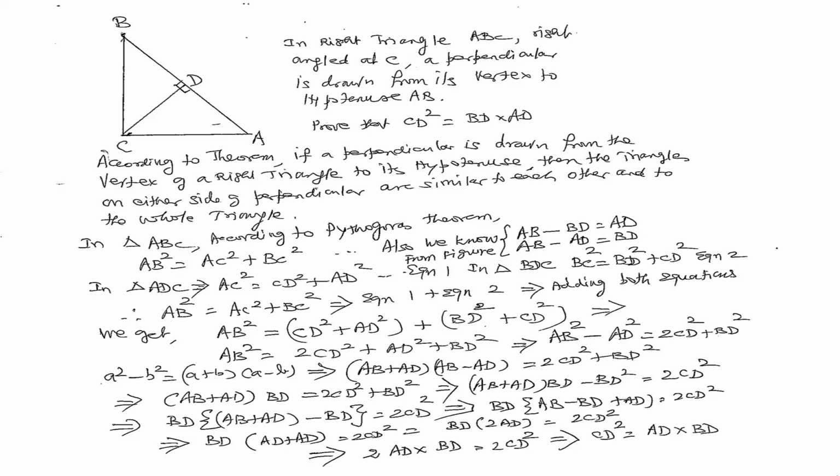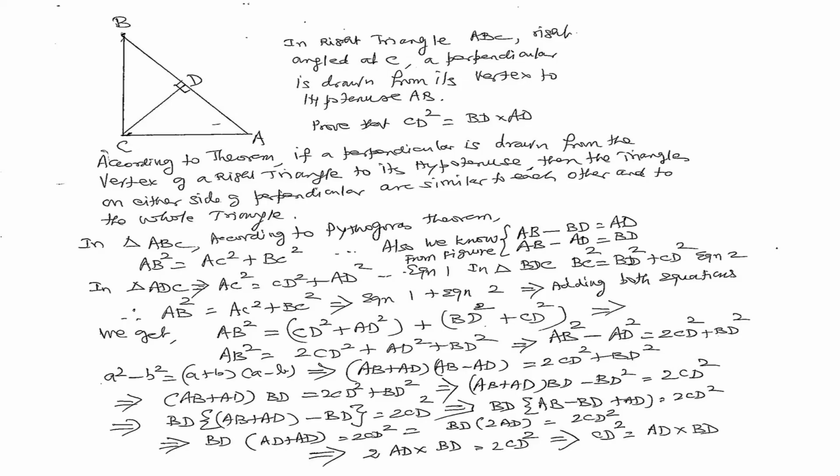Then AB minus AD becomes BD. Therefore, (AB plus AD) multiplied by BD is equal to 2CD squared plus BD squared. That gets extended to (AB plus AD) into BD minus BD squared is equal to 2CD squared. Taking common BD out, we get BD multiplied by (AB plus AD minus BD) is equal to 2CD squared.